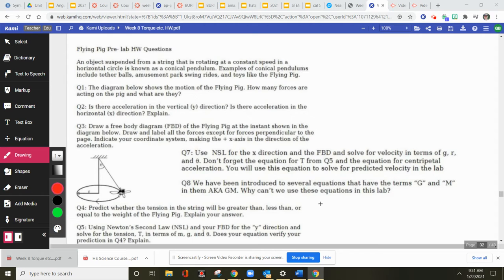Question 3, the free body diagram of the pig would be, here's the pig, here's the force of gravity, here is the tension in the rope. We don't draw centripetal forces on free body diagrams because centripetal forces are caused by other forces. In this case, the centripetal force is caused by the x component of the tension.